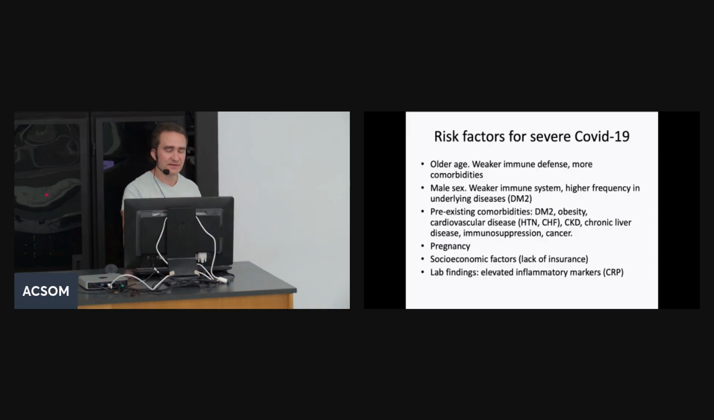And some lab findings were associated with a more severe course of disease as well, like inflammatory markers such as C-reactive protein (CRP).